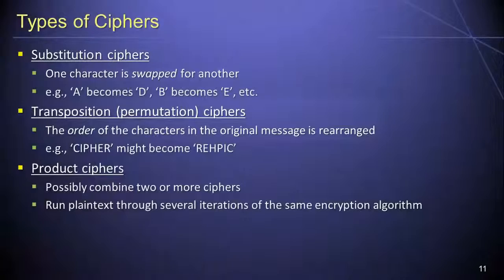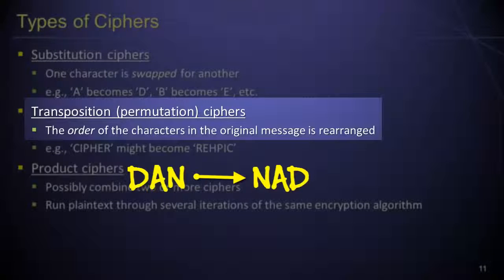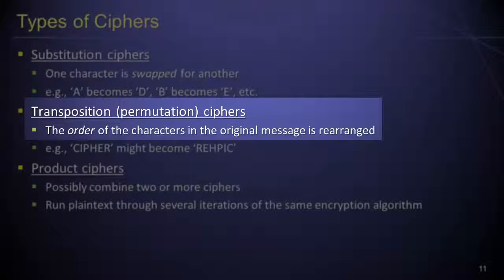In a transposition cipher, which is also known as a permutation cipher, the order of the characters in the original message is rearranged with the goal of producing diffusion. As a simple example, a transposition cipher might be implemented which converts plain text into ciphertext by simply reversing the order of the plain text. The plain text name Dan would thus become NAD, N-A-D, using this cipher. As with the substitution cipher, converting the ciphertext back into the original plain text requires only that the process be reversed.